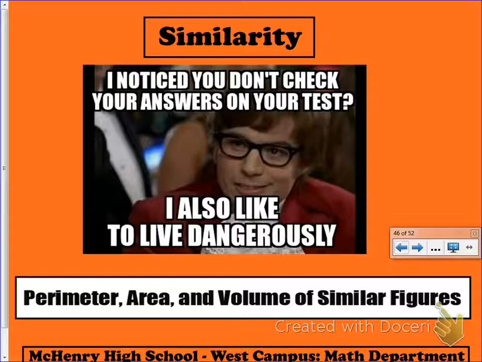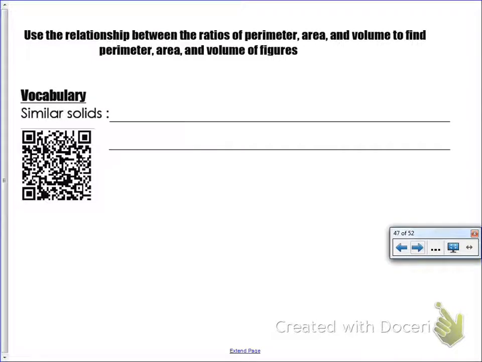Alright, our next video for similarity, we will be exploring perimeter, area, and volume of similar figures. So the target is to use the relationship between the ratios of perimeter, area, and volume to find perimeter, area, and volume of similar figures. One vocab word, similar solids, so go ahead and pause the video right now.